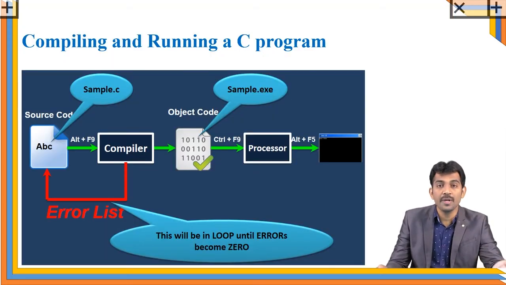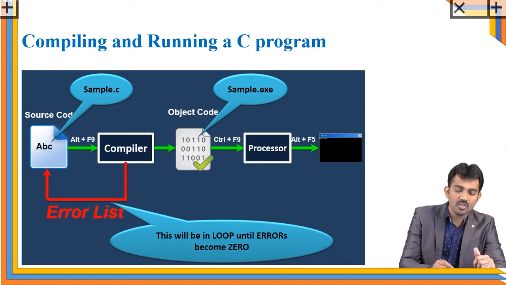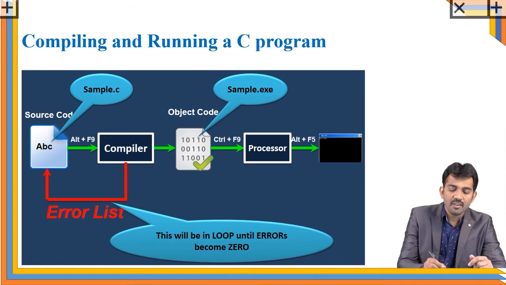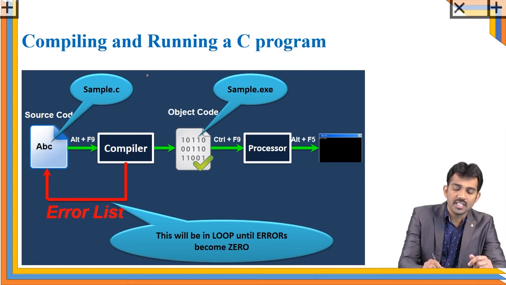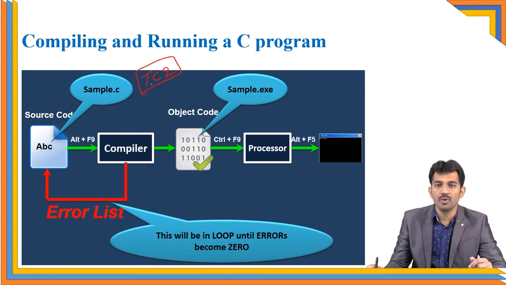Next, we'll see how to convert our C program into the executable file. This is the process. Here, the first step, this is ABC, a sample.c program. When you compile a program, generally Alt F9 is used in Turbo C, TC2. Turbo C2 is software that we generally use to compile a program.